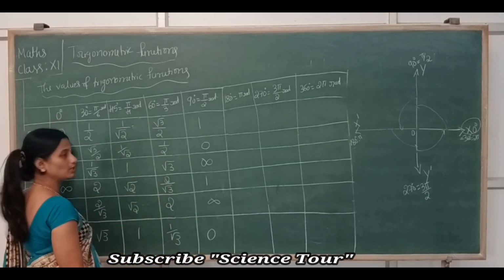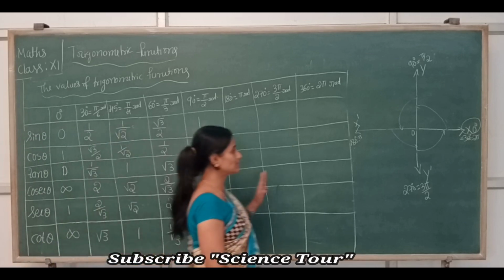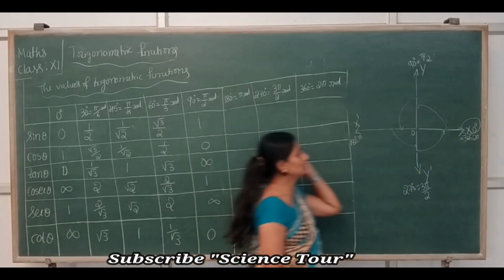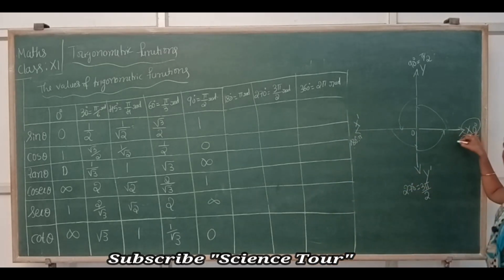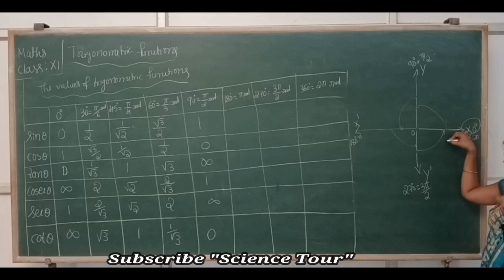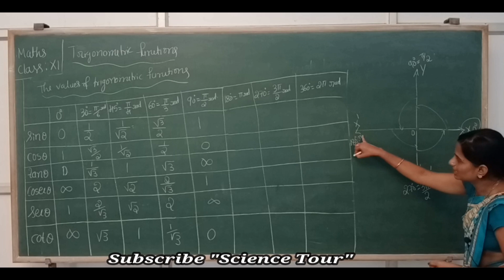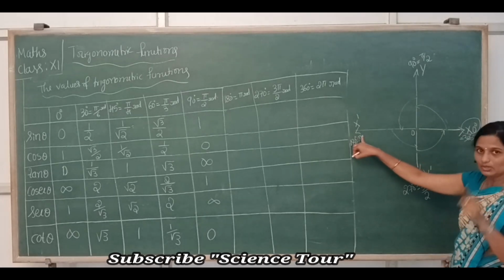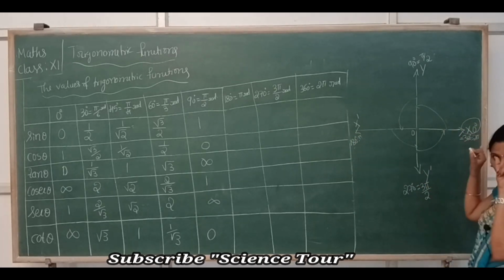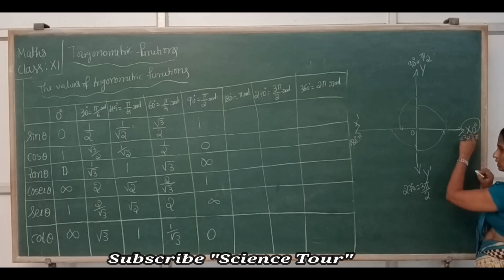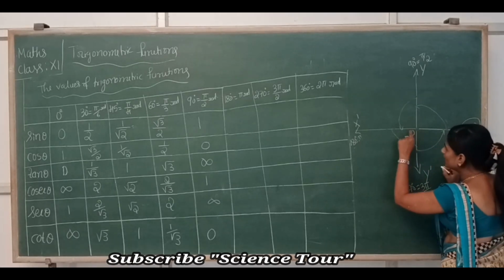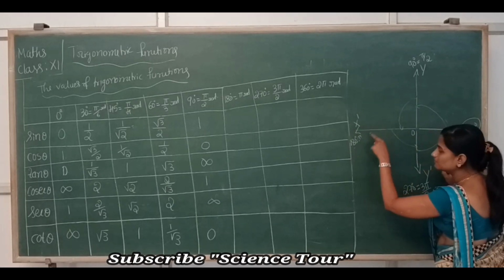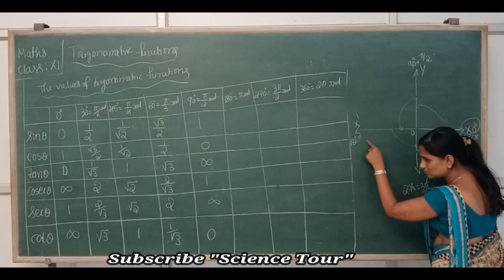Sine 0 is 0, right? First I'll take the sine values. What is the value of sine 0? Sine 0 is 0. So this 0 comes on the positive x-axis. Now what is sine 180? Sine 180 is also 0. Whatever value it takes for 0, the same value it takes for 180, but 180 is on the negative side, so the value comes negative. Remember this point.